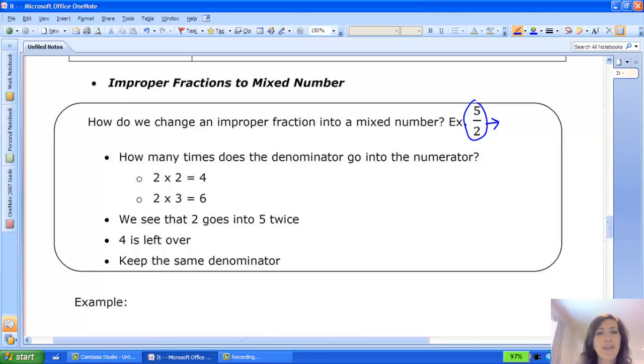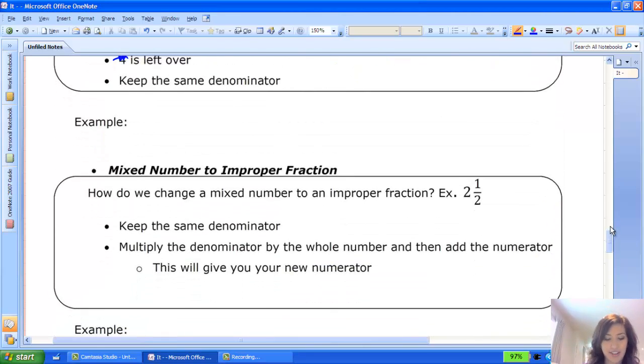First, how many times does the denominator go into the numerator? We know that 2 times 2 equals 4. That's good. But 2 times 3 is 6. That's too many. So this one doesn't work. We see that 2 goes into 5 2 times. So that will be our whole number. 1 is left over from the 4. So 4, then we count 1 time up to 5. So the 1 is left over, and we keep the denominator the same. So there we go. 5/2 as a mixed number is 2 1/2.